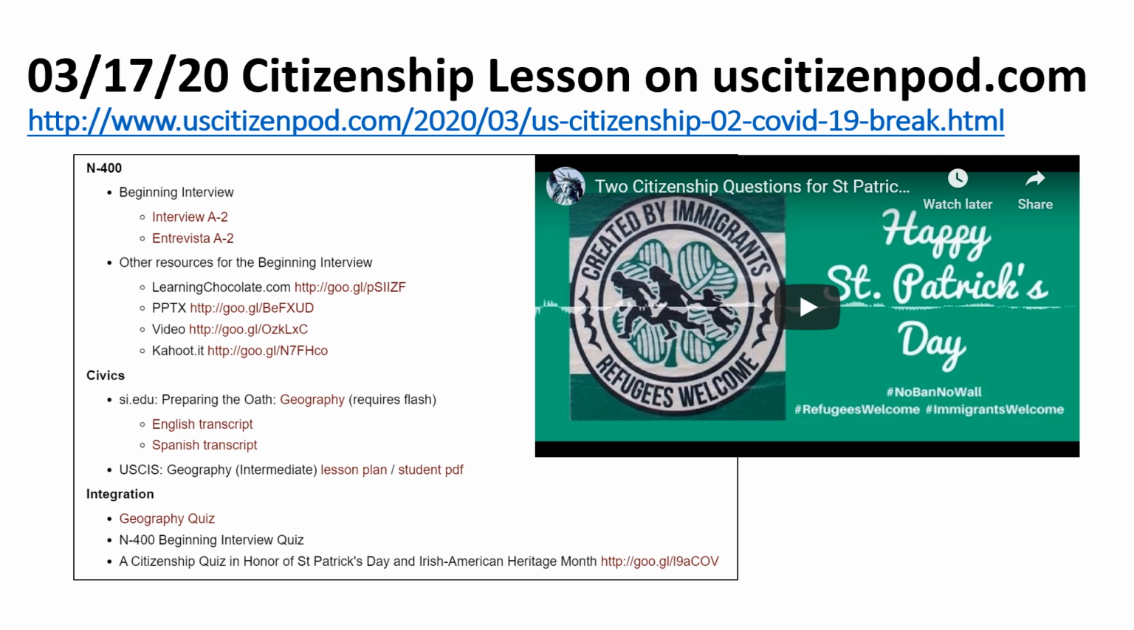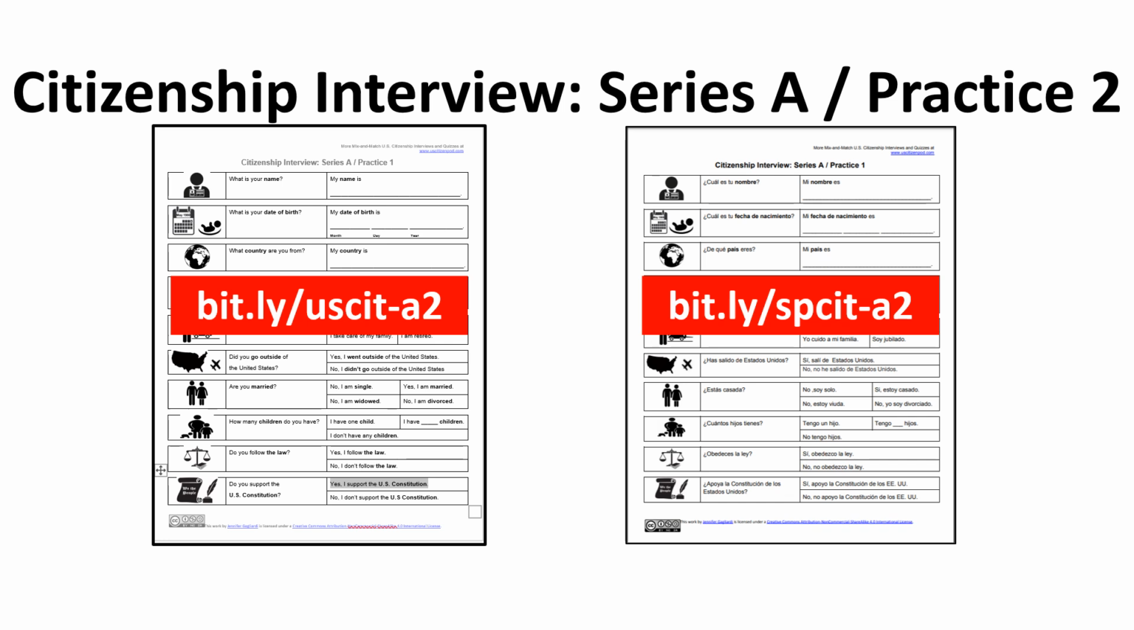Today's lesson, March 17th, I took the interview from Mix and Match Citizenship Interview A2. I've also posted some supplementary material related to this beginning interview. In civics, I am going to be talking about geography, and I posted the translation that I took from the Smithsonian Preparing the Oath in English and in Spanish. And also, I have a backup plan from USCIS if you would like further information. For integration, I have a geography quiz, and I have also a beginning interview quiz. And finally, I have a short video related to Irish American heritage and St. Patrick's Day. I'm going to now review the text from the Citizenship Interview Series A, Practice 2.